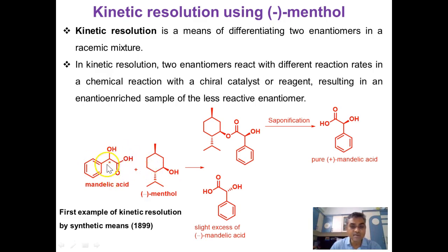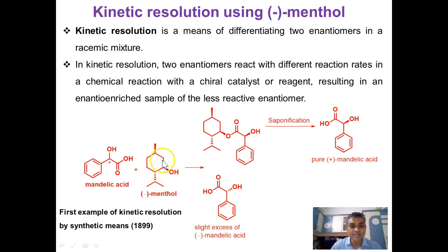The plus form of the mandelic acid reacts with the menthol at a faster rate to form this ester, whereas the minus form of the mandelic acid remains unreacted. As a result, the plus mandelic acid is converted into an ester, which on hydrolysis gives plus mandelic acid, and the unreacted mandelic acid, whatever is left, is minus mandelic acid. So in this way, we can achieve the separation of plus mandelic acid as well as minus mandelic acid using menthol chemistry.